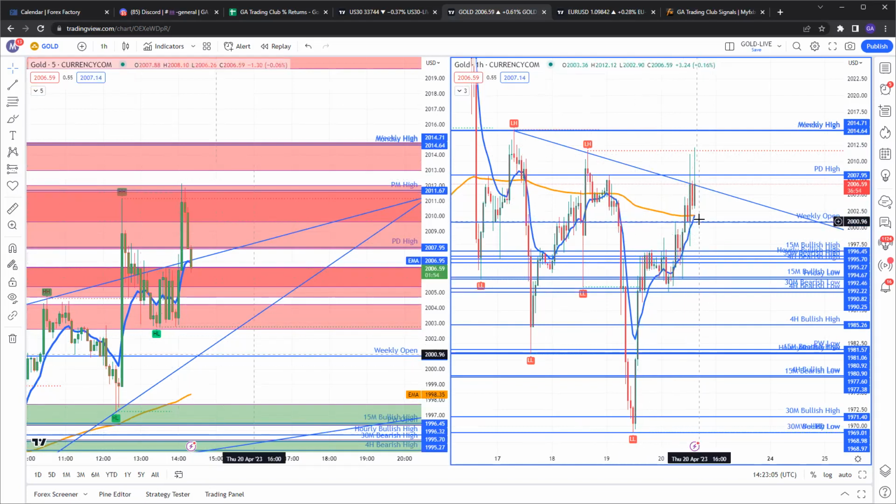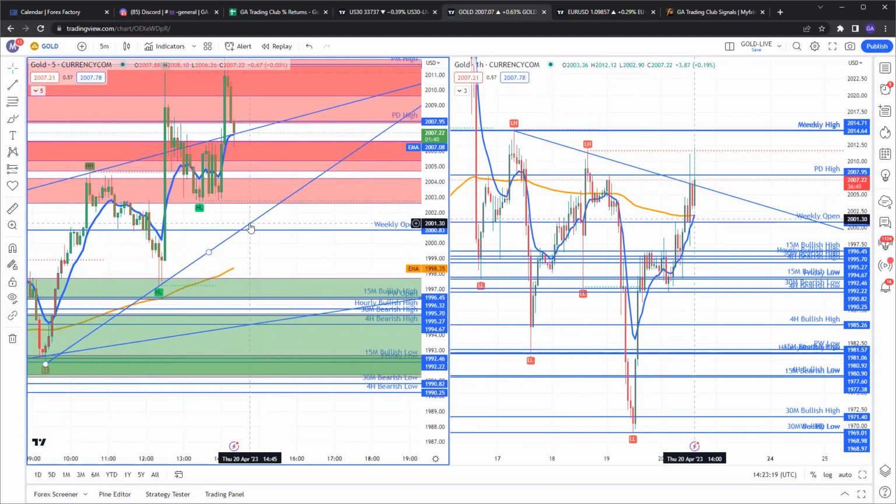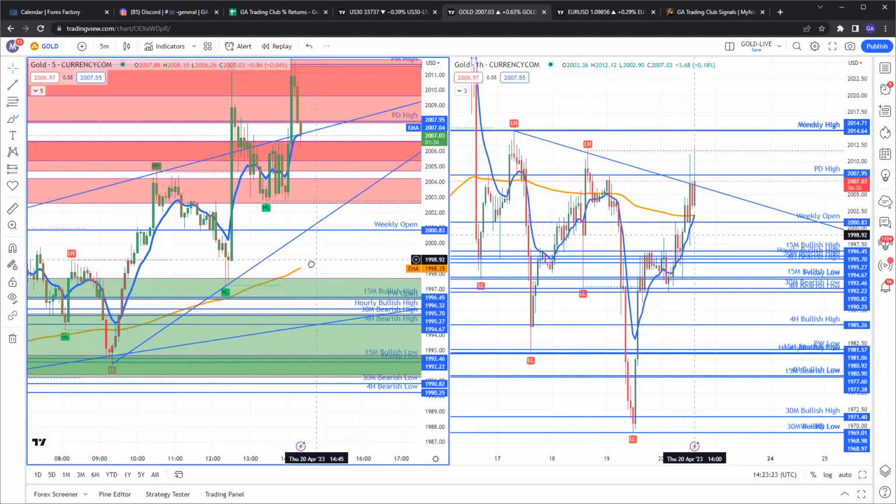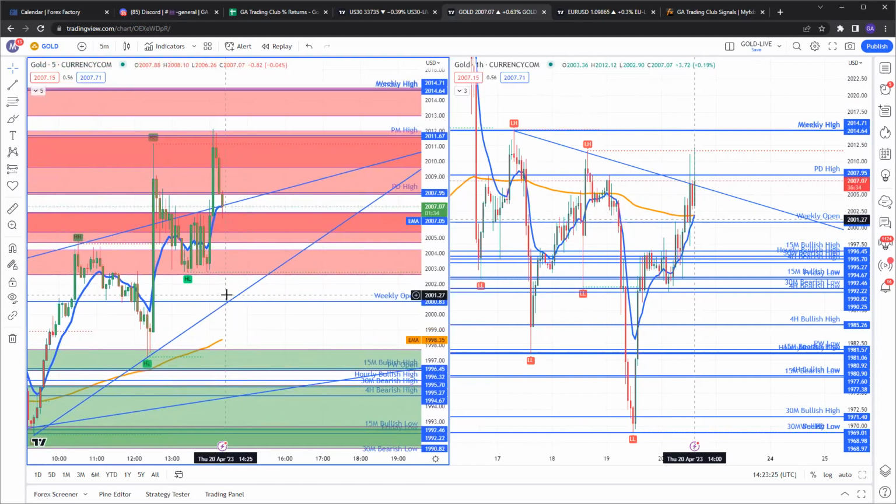However, on gold, look at this. We are having a golden cross forming on gold. So where does that line up? That lines up with around the 2001 area. And guess what? The 2001 area lines up with the weekly open and also lines up with this established trend line to the downside. So gold might come down here to 2001 and then spike back up.